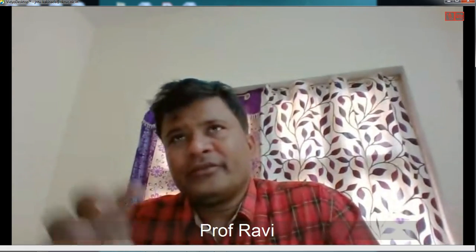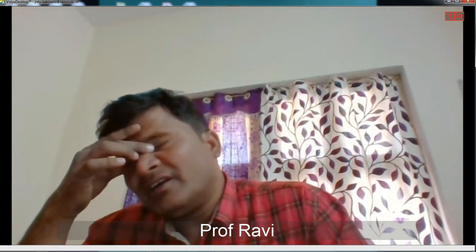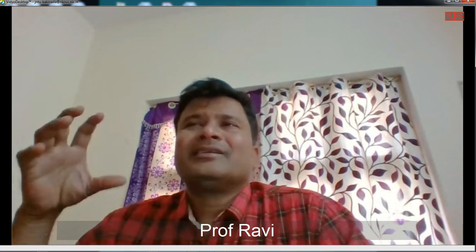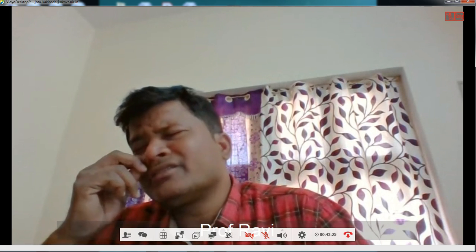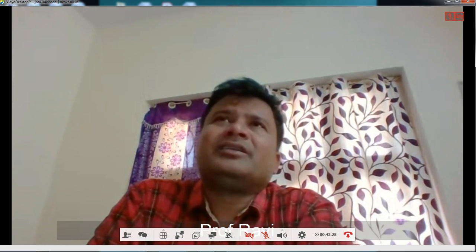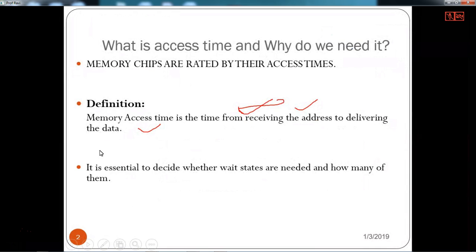That means if the memory access time is in the order of nanoseconds, then no problem. But if the memory access time is in the order of milliseconds, while the processor is working at 100... So I'm trying to discuss the memory access time. The memory access time is the time from receiving the address to delivering the data.